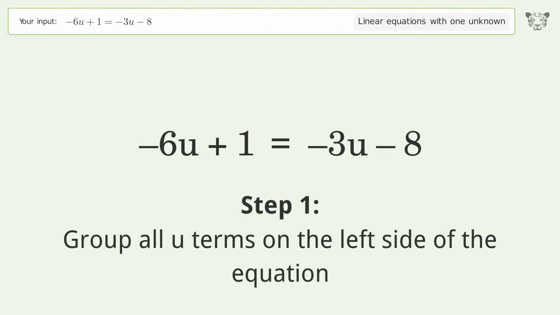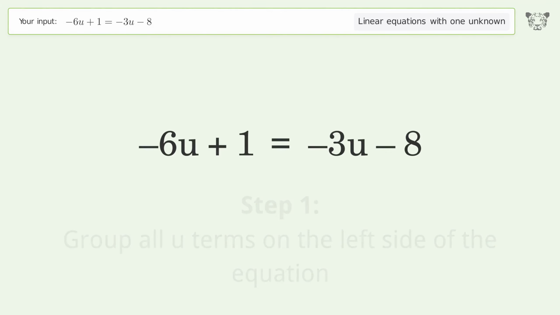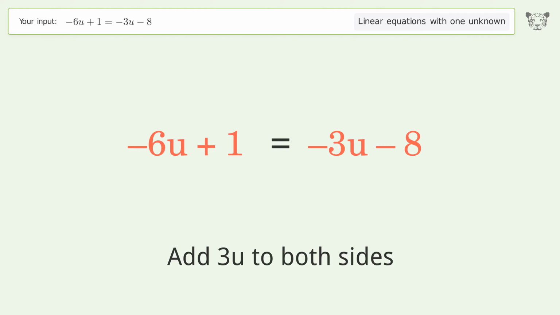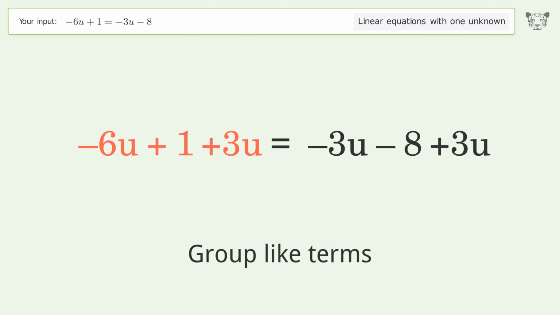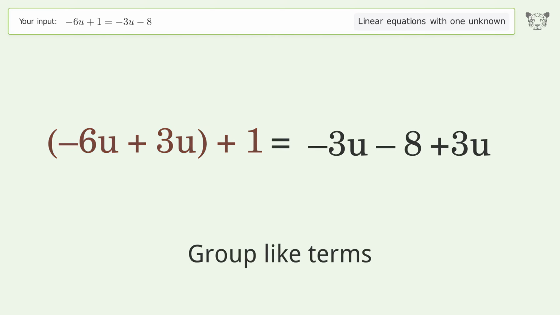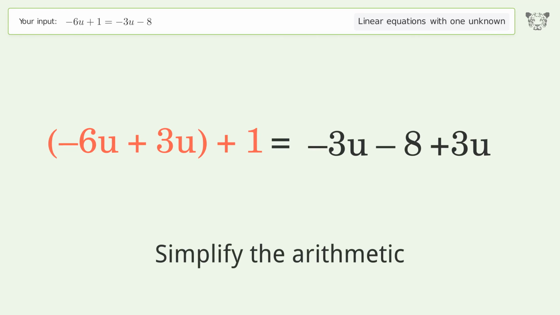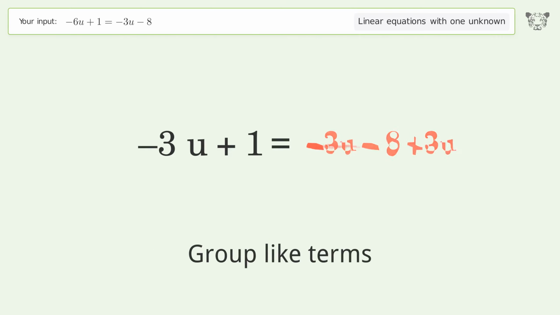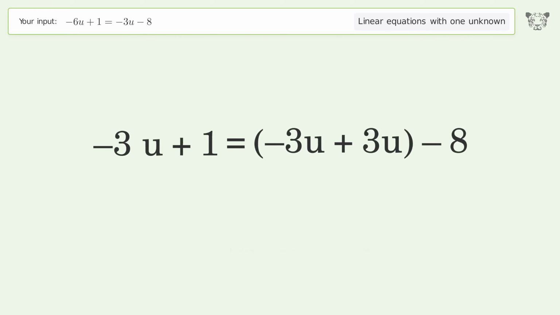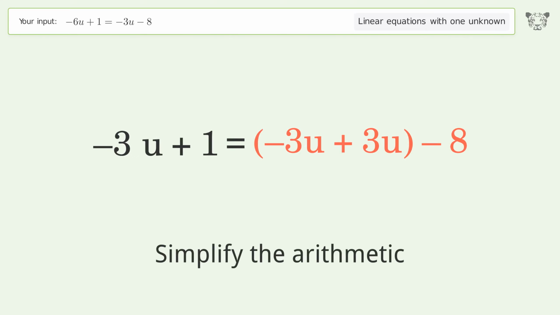Group all u terms on the left side of the equation. Add 3u to both sides. Group like terms. Simplify the arithmetic. Group like terms. Simplify the arithmetic.